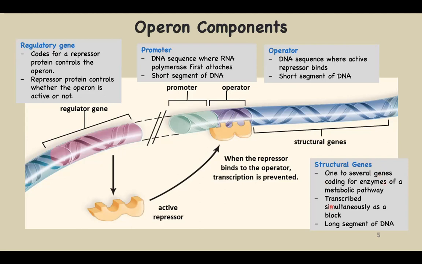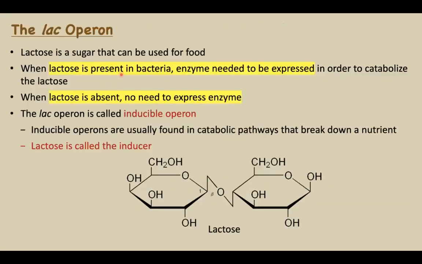So the structural genes, they have 1 to several genes coding for enzyme, which is 3 dekat sini of a metabolic pathway. It transcribes simultaneously as a block and it's a long segment of DNA. Okay. So this is the operon components. Okay. Lac-operon.